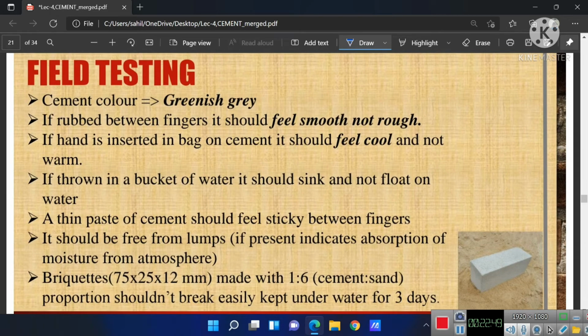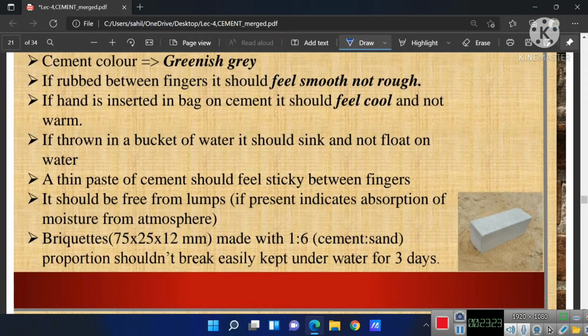So, field testing. Cement color must be greenish gray. If rubbed between two fingers, it should feel smooth, not rough. If a hand is inserted in a bag of cement, it should feel cool and not warm. If thrown in a bucket of water, it should sink and not float on water. A thin paste of cement should feel sticky between fingers. It should be free from lumps. If present, it indicates absorption of moisture from the atmosphere.